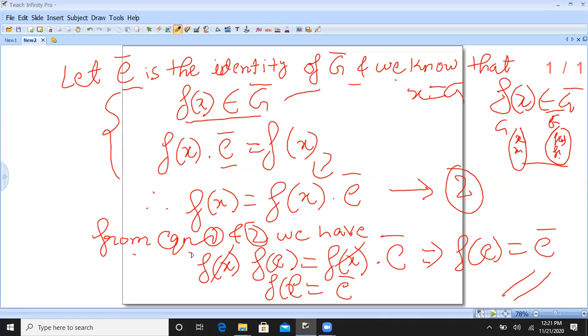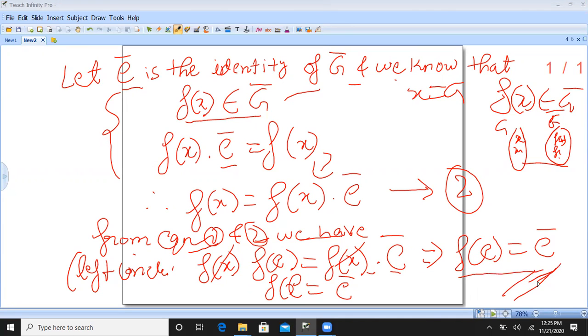From equation 1 and 2 we have that f of x into f of E is equal to f of x into E bar. Now by the left cancellation method, we cancel the f of x terms. After that, we are left with f of E is equal to E bar. This is the proof of the first condition.